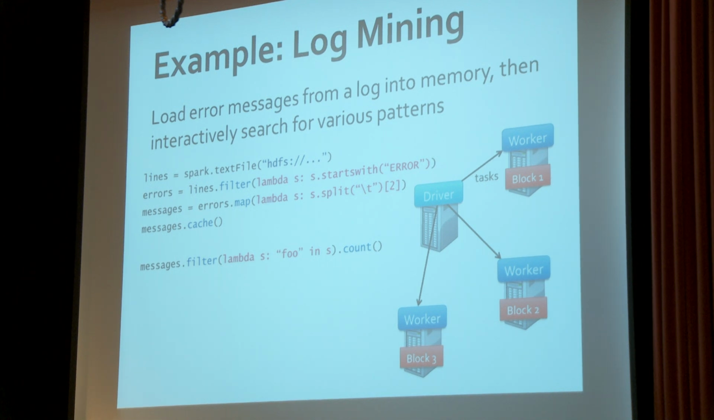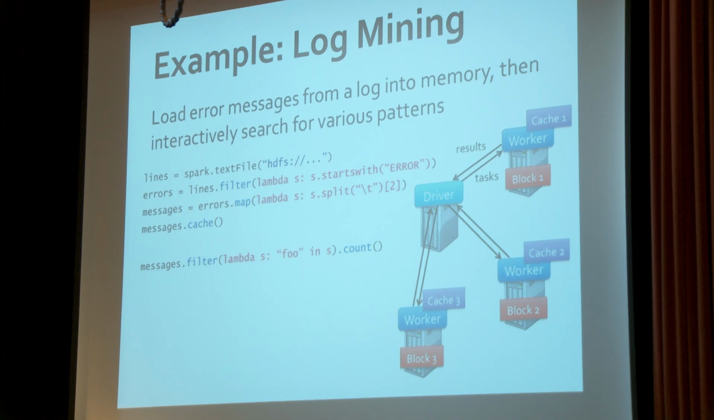Those tasks are going to do first the filter and then the map, and they're going to process the block and send back some results. And in addition, each node is also going to save in its own memory the partitions of the cached data sets that it's built along the way. So now each node has some of these filtered error messages in memory.